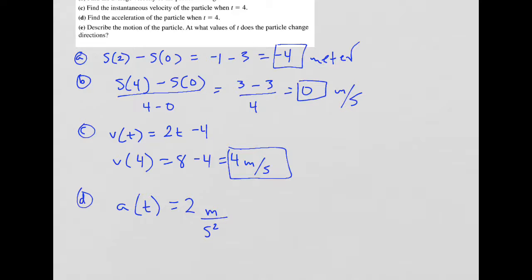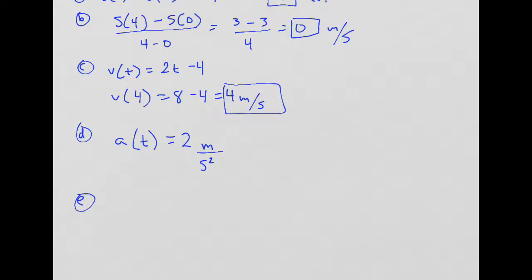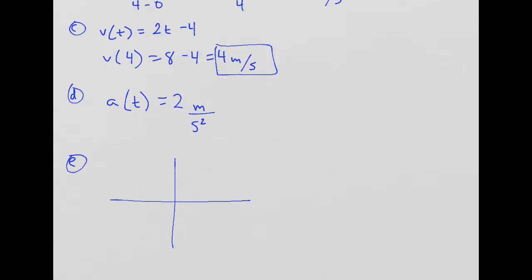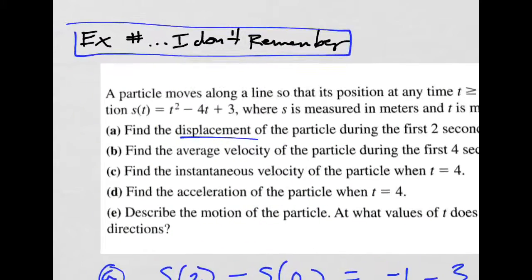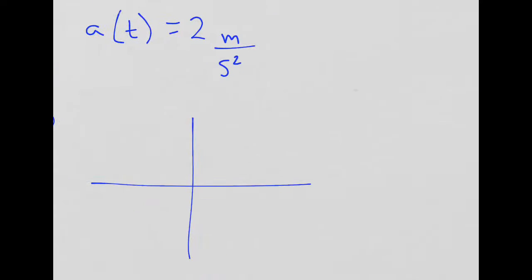And then it says, describe the motion of the particle. So I think the easiest thing to do would be to graph the position function. So let's say E. What does the position function look like? Well, it's a parabola. So we'll have one axis, the x-axis, being t. So it's the t-axis, t for time.